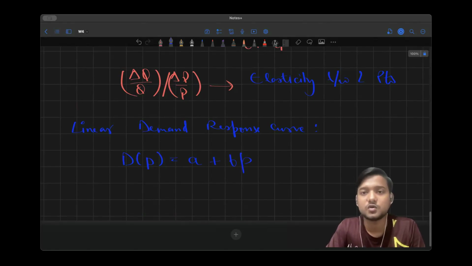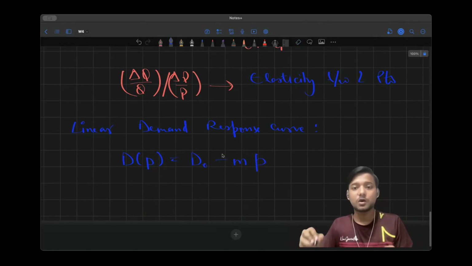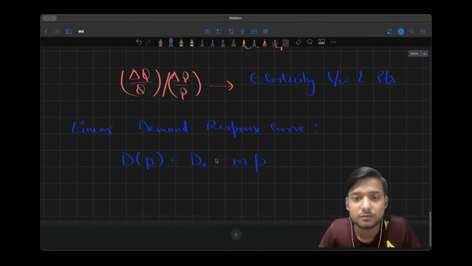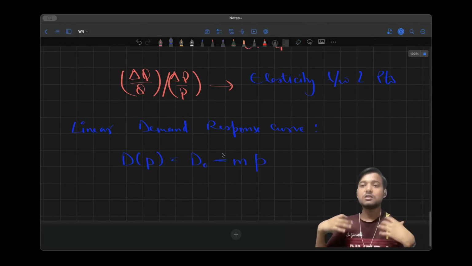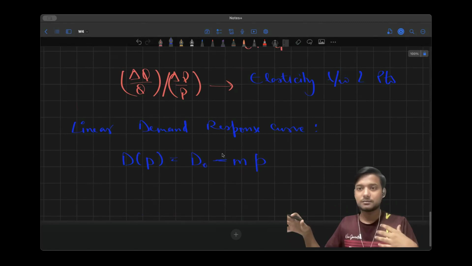And in general, you will see the common notation used throughout the course is D naught minus MP, right? Why this minus MP? Because this minus means my demand is changing negatively with respect to price. If my price is increasing, demand is going to decrease.